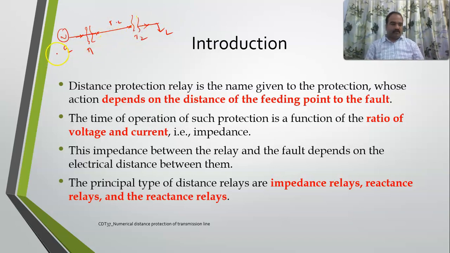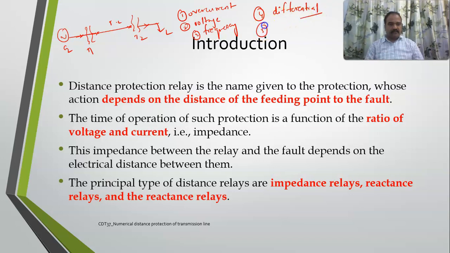Normally the different types of protection which we offer here are, one, overcurrent protection. Generally we employ overcurrent relays and voltage relays, undervoltage or overvoltage relays. Sometimes we go with frequency relays and especially differential relay. We have seen differential relay also. The major thing which is widely employed for the protection of transmission lines is distance protection. We have seen all these things in the previous classes.